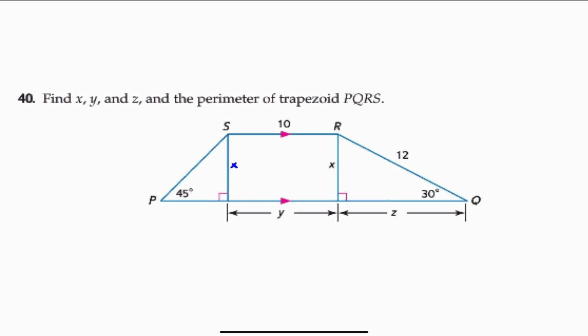I just want to verify with the key if y is equal to 10. Yep, there you go, y is equal to 10. Because again, it's a parallelogram, opposite sides are congruent. So this is 10, this has to be 10. This has to be 10.